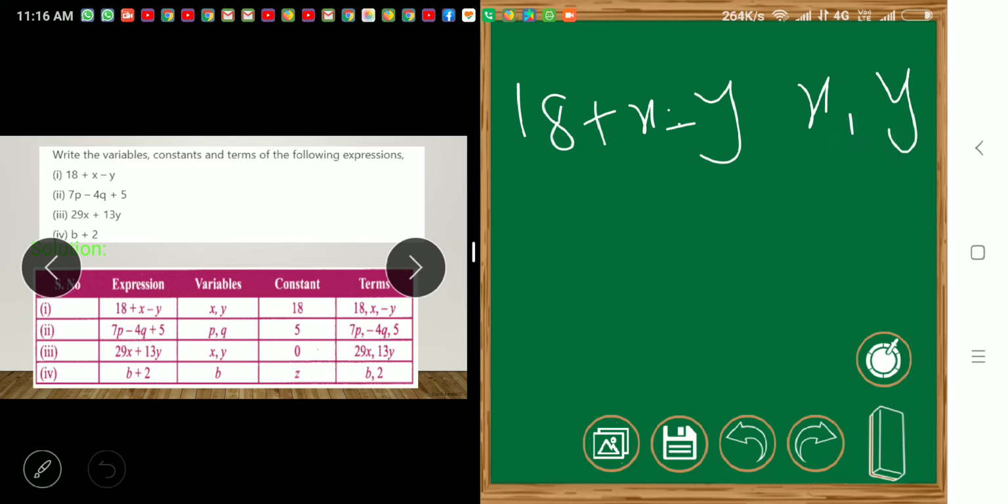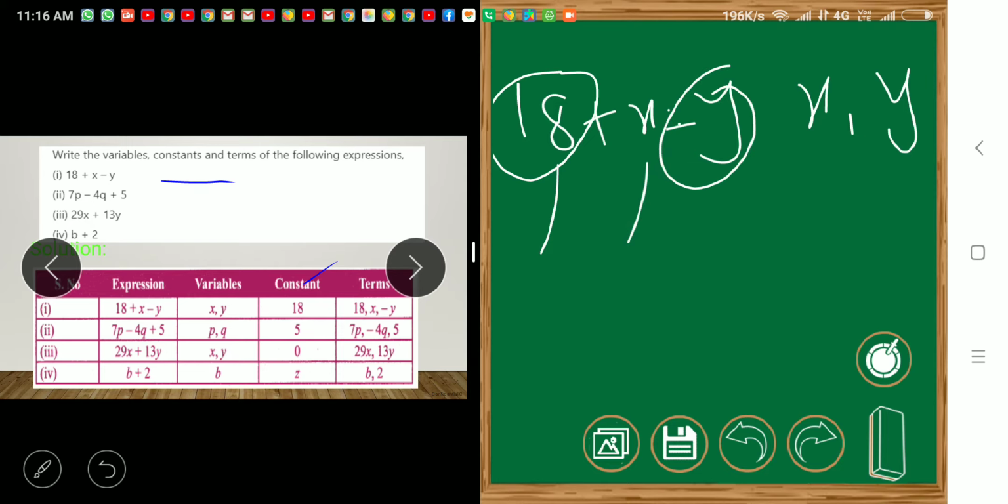And next, constant they asked. What does constant mean? Number. What constant is here? 18. And the terms: 18 is one term, x is one term, and minus y. When we are mentioning the term alone, we should mention it with the minus. But when you are writing the variable, it is not mandatory to write the sign. But when you are representing the term, we need to represent it with the negative sign. So these are the variable, constant and terms in 18 plus x minus y.